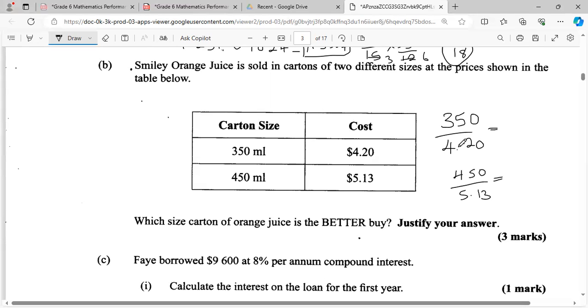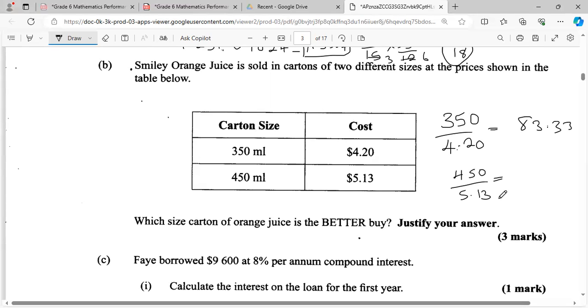Alright, let's go. So it's 350 divided by 4.2. So basically, what that just worked out is $1 would give you 83.333, a recurring decimal, right?